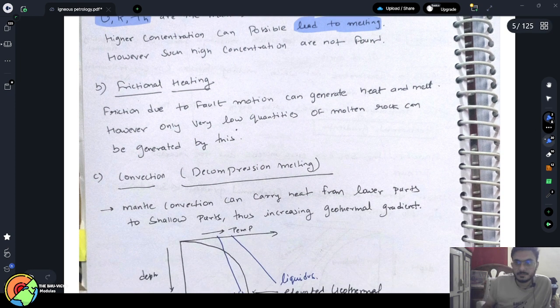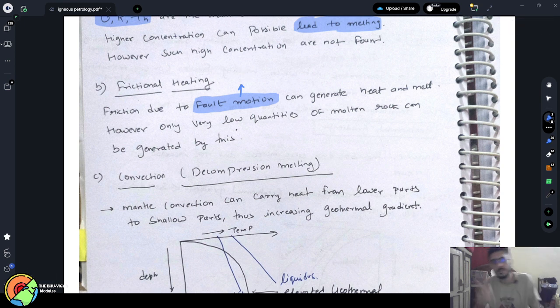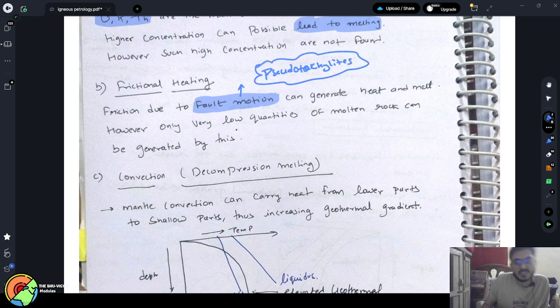Second is frictional heating. Frictional heating is due to fault motion. You have heard this term pseudotachylites also, which are formed due to frictional heating. This question came in GSI prelims. Because of this friction, a huge amount of heat is produced during faulting, and it can result in heat and melt. However, this is important to understand, a very low quantity of molten rock can be generated by this process.